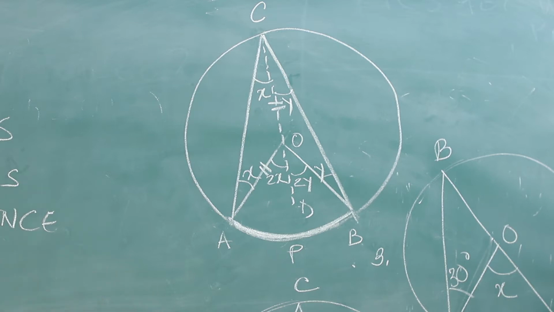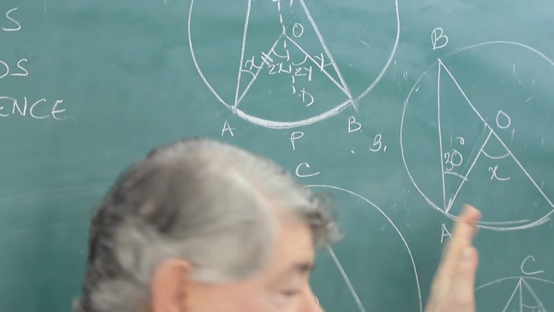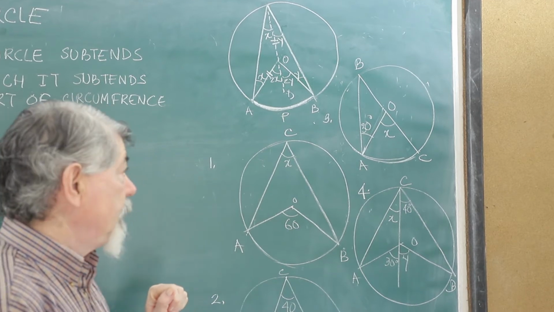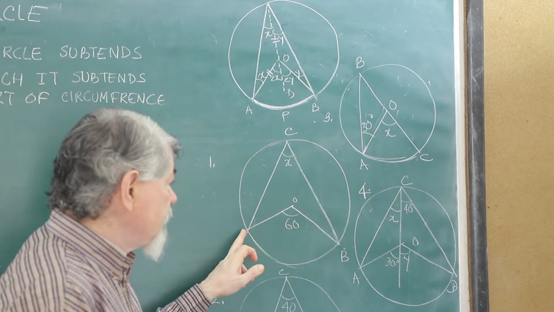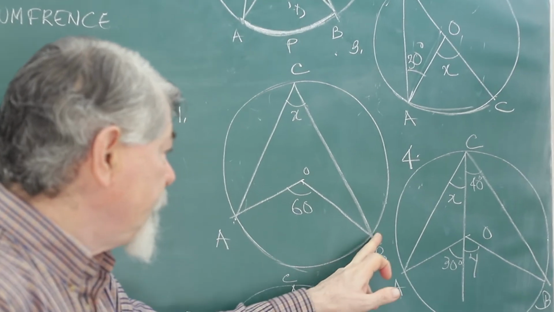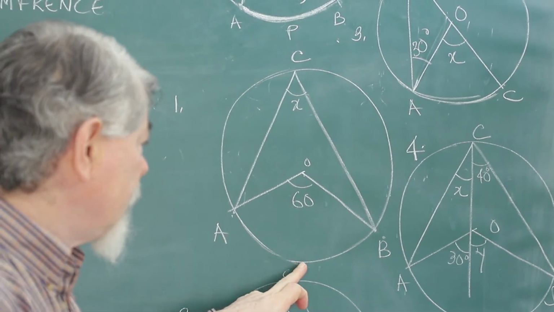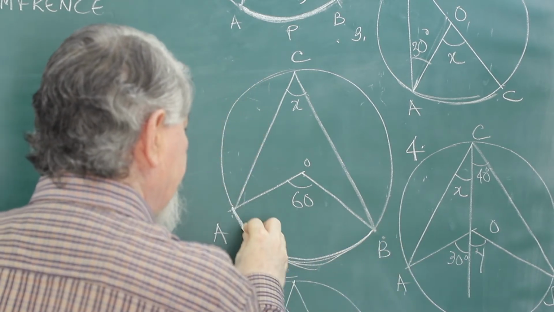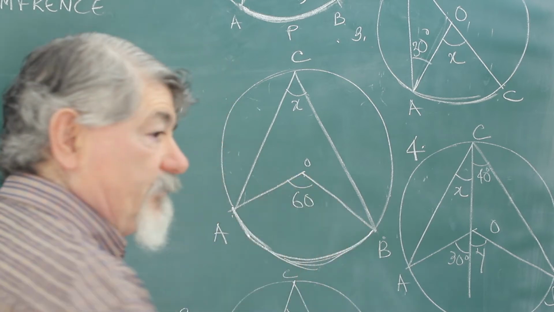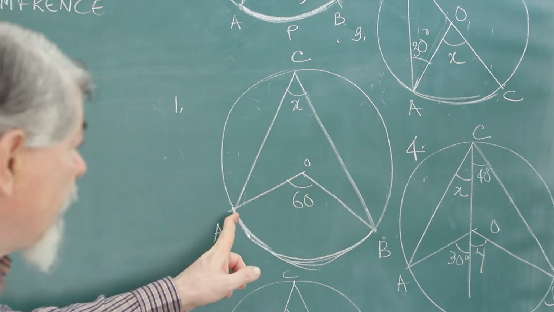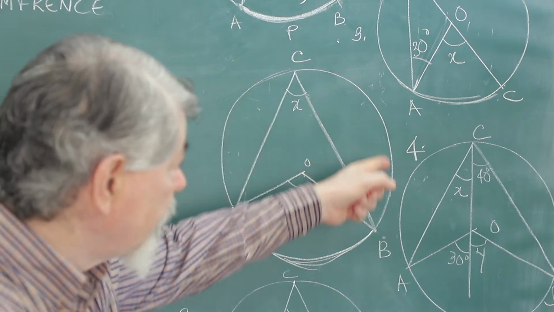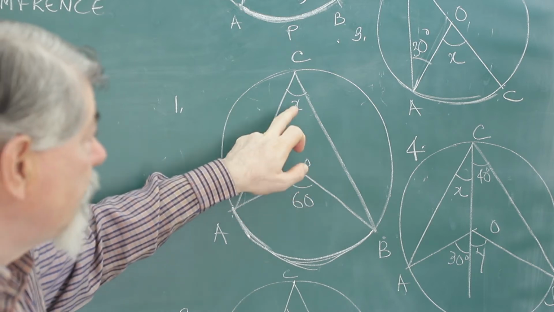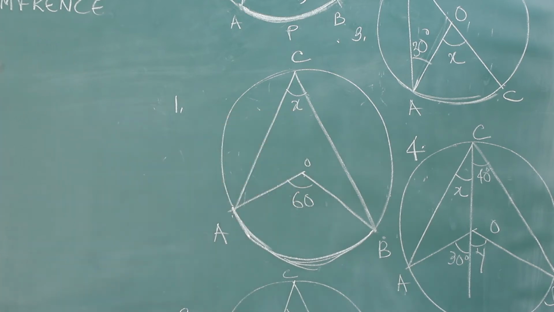Now I have drawn four figures, 1, 2, 3, 4 on the right side of the board, and let's pick up question number 1 for example. In question number 1, O is the center of the circle. The arc AB is a minor arc. The arc AB subtends angle AOB at the center, which is 60 degrees, and C is any point on the remaining part of the circumference, with A joined to C and B joined to C. We have to calculate the value of ACB, or X.